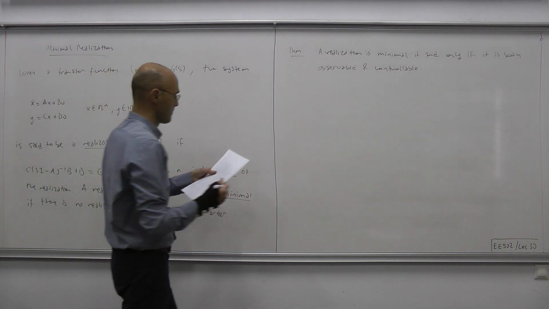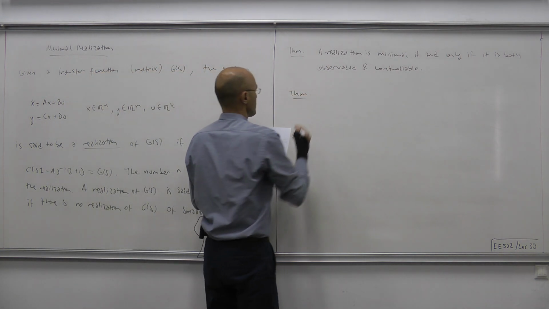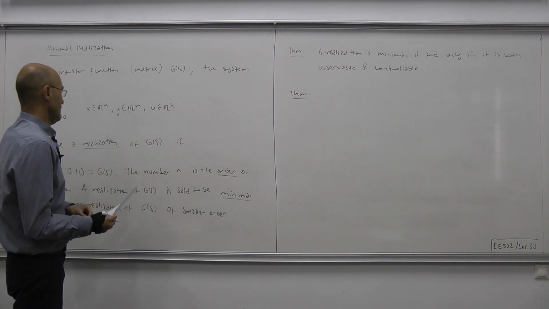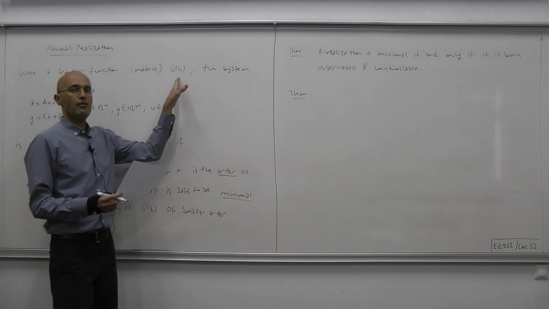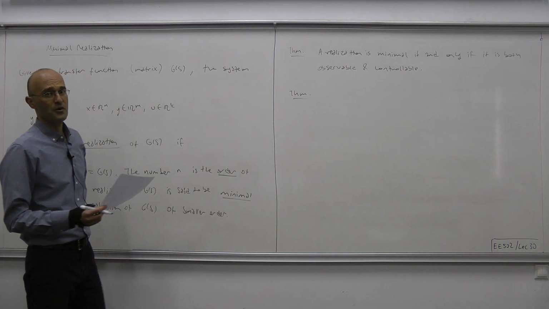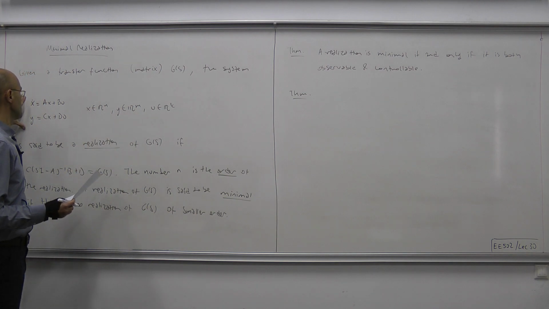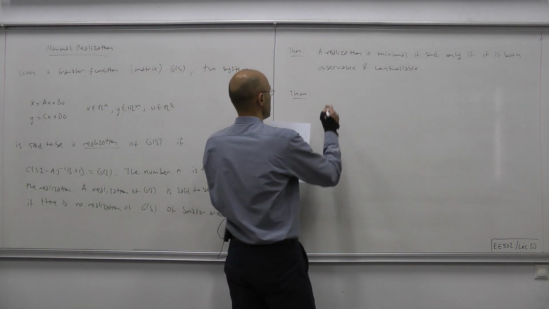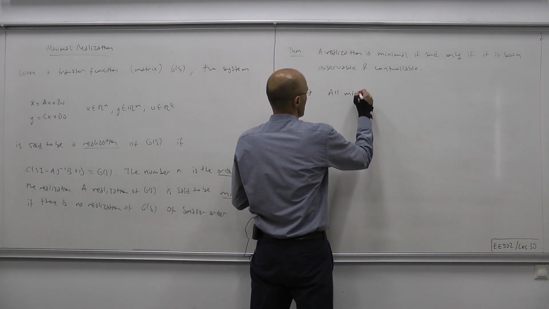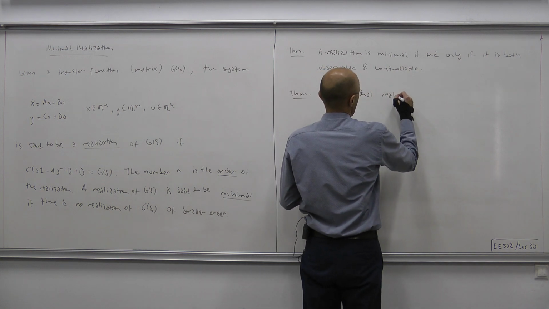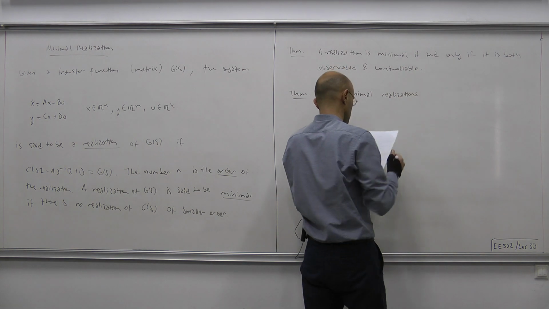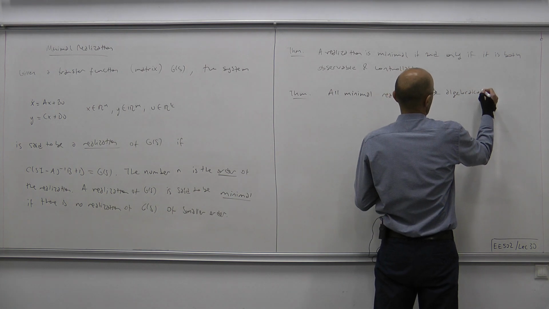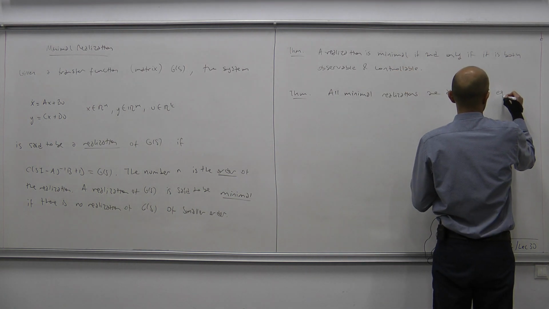And here is the second theorem, which says that all minimal realizations, so given two minimal realizations of a given transfer function, those two state space representations must be algebraically equivalent to one another. Okay, so all minimal realizations are algebraically equivalent.